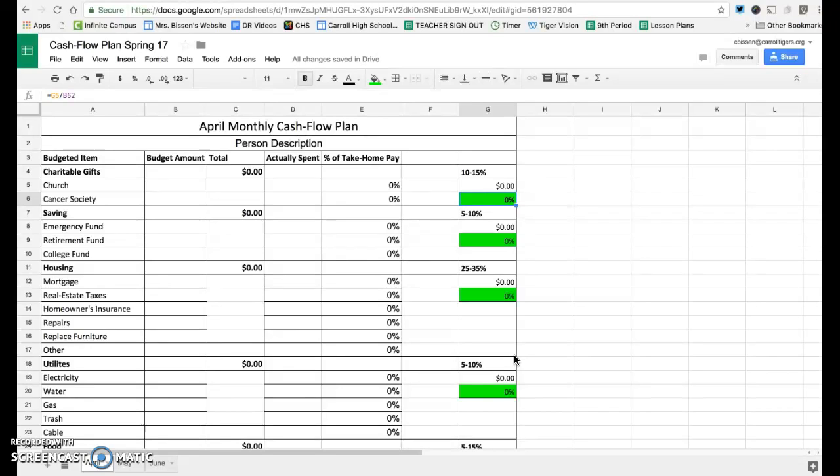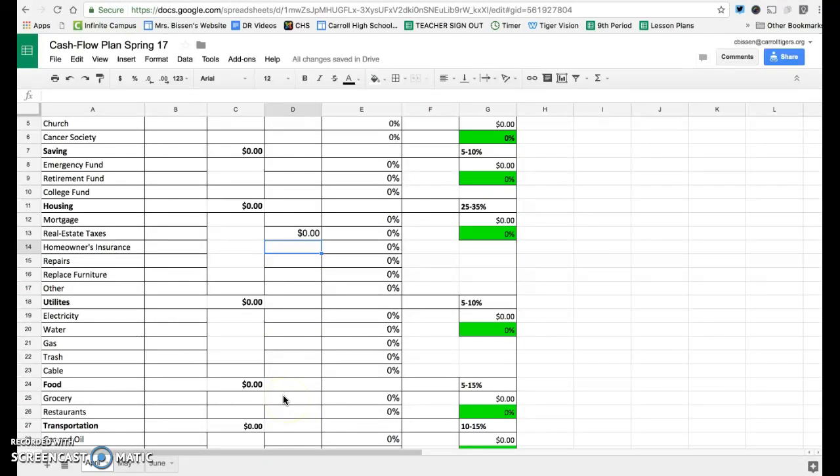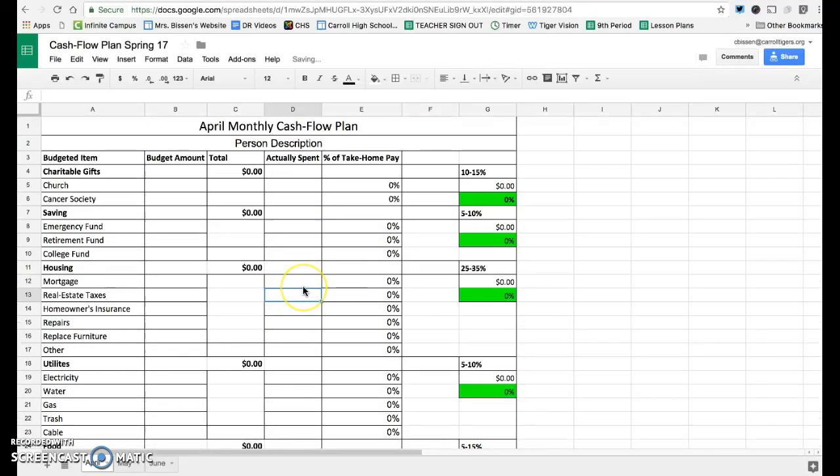By the time that they pick it, they write the check, they work on this cash flow plan, it takes some time, but you do whatever makes sense for you guys. So the month's done, they've chosen all of their things, they've written all of their checks, and all of their actually spent is done. They might decide, you know what, this month I didn't have any real estate taxes, so I put zero in. And this month I didn't go out to eat, so that was zero, whatever. So they have all of these filled out.